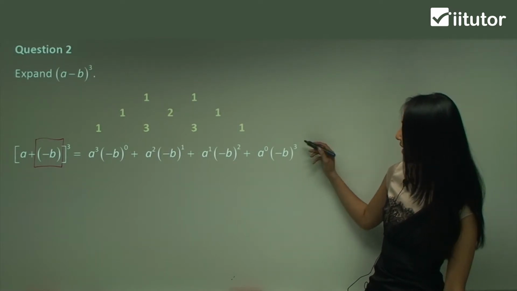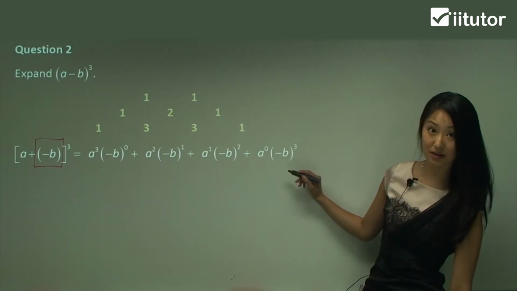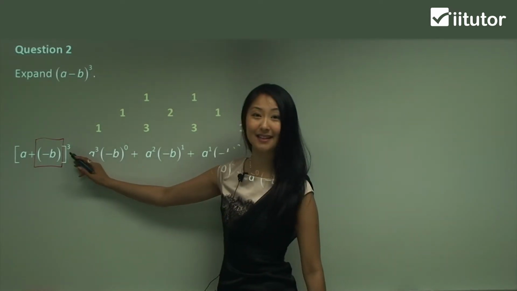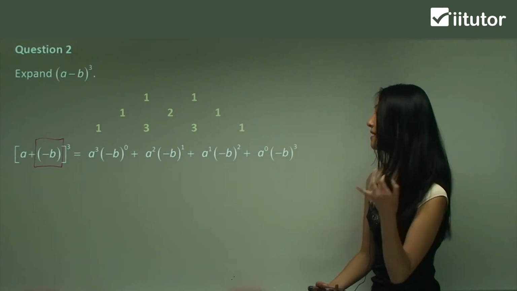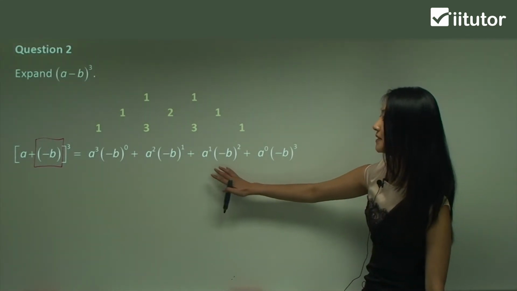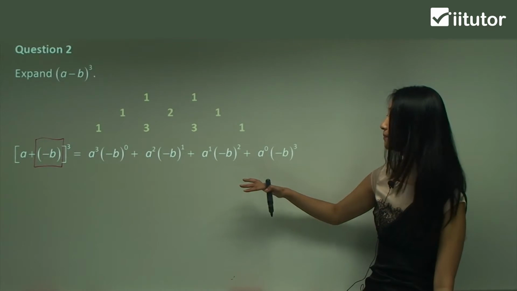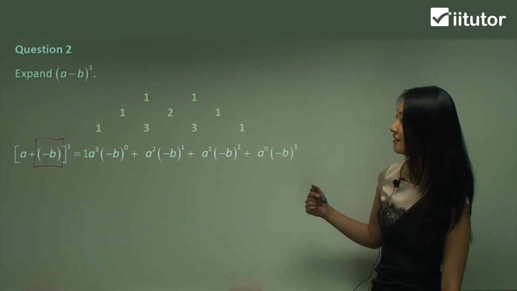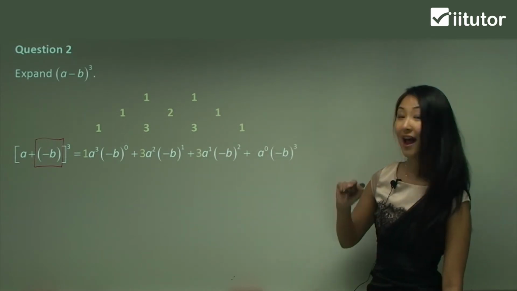Now exactly the same, once that second term, negative b, has the power of 3, which is the same as that index there, we stop. All right? So can you see how it's exactly the same except that instead of having b, we just have negative b as our second term. Now, the second step is to put in our coefficients. So 1, 3, 3, and 1.